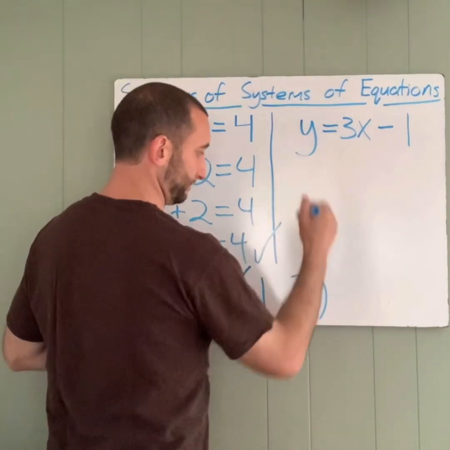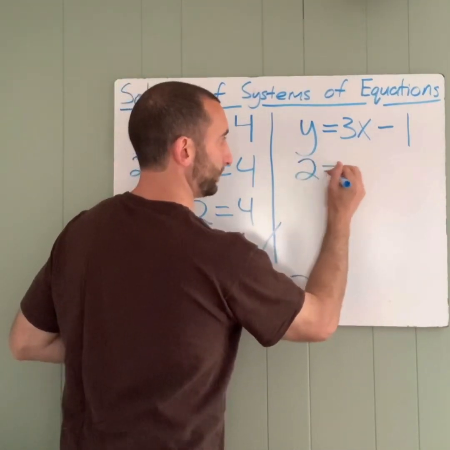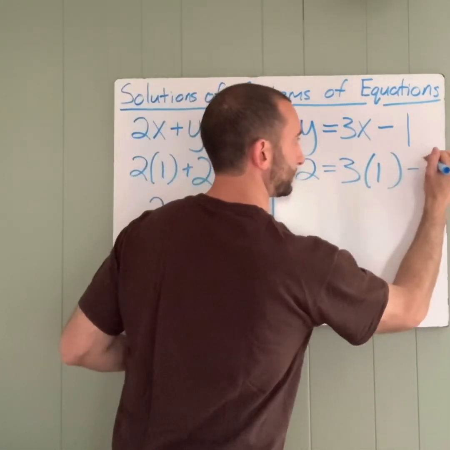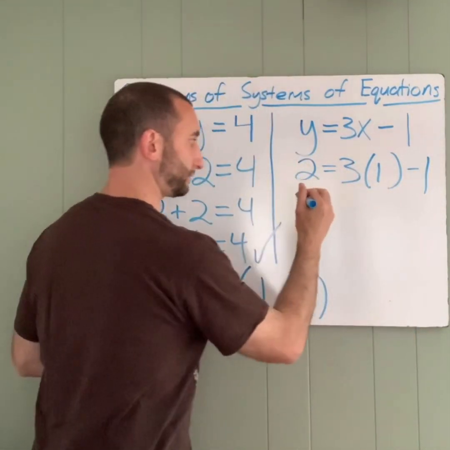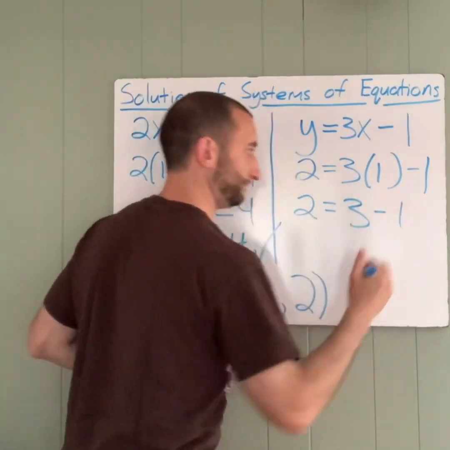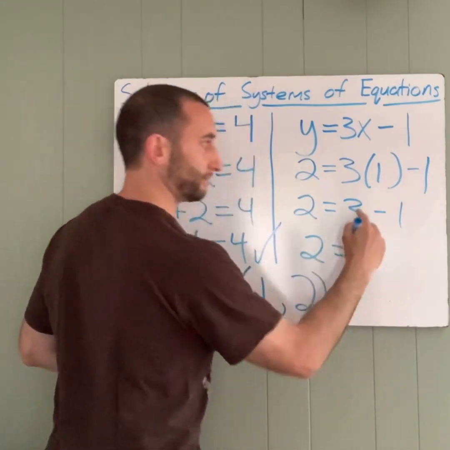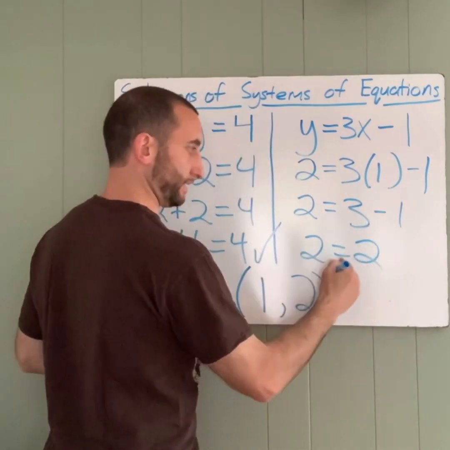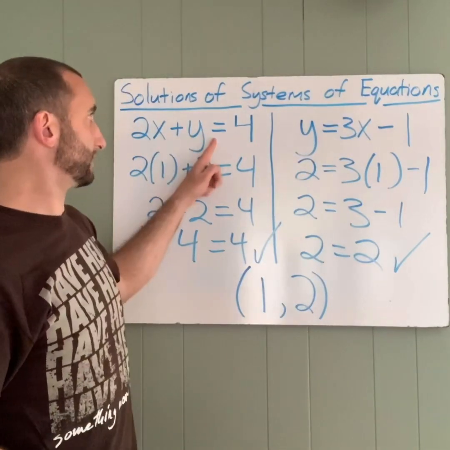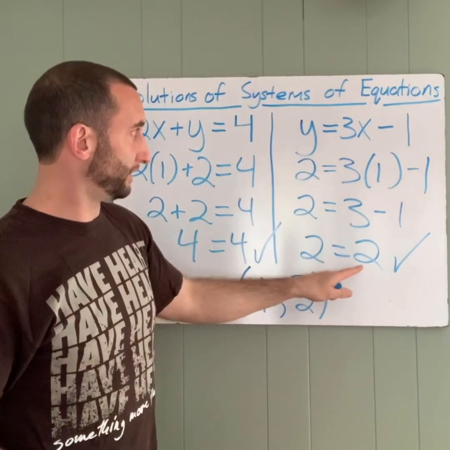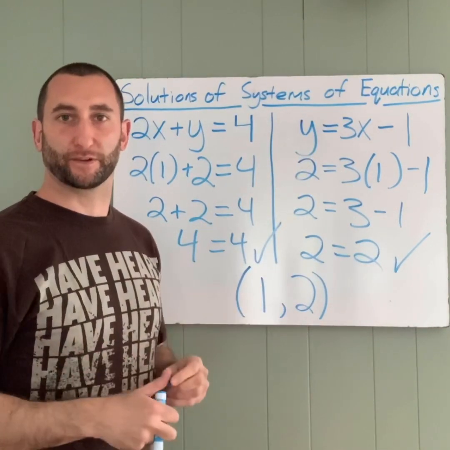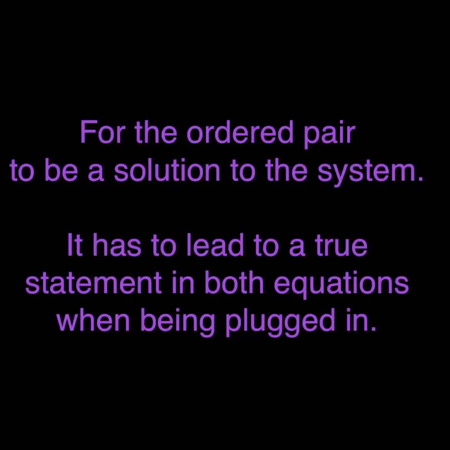So y, which we know is 2, equals 3 times our x value minus 1. All right. 2 equals, what's 3 times 1? 3. Minus 1, and then 2 equals, what's 3 minus 1? 2. 2 equals 2. So 4 equals 4 on this side, so it's a solution to this equation. 2 equals 2 on this side, so it's a solution to this equation. Therefore, it's a solution to our systems of equation. Bam.